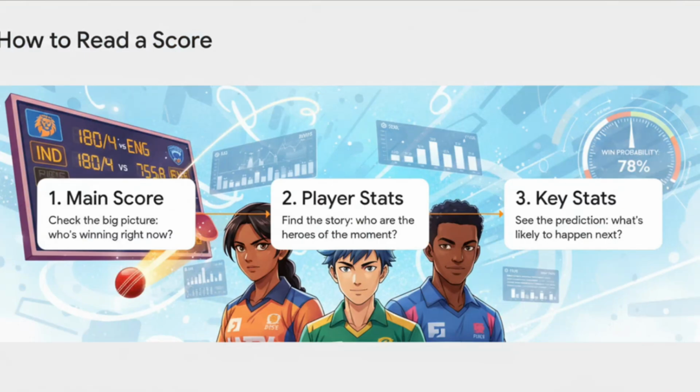So, let's put it all together. From now on, you can decode any cricket match with just 3 simple steps. First, check the main score. Get that big picture, who's on top. Second, dive into the player stats. Find the story, who's the hero, who's struggling. And third, look at those key stats like win probability to see where the game might be going. This is your toolkit. You're all set.